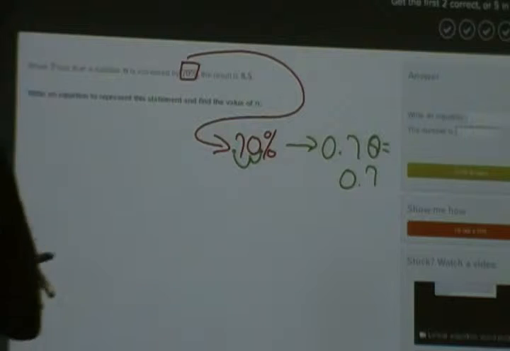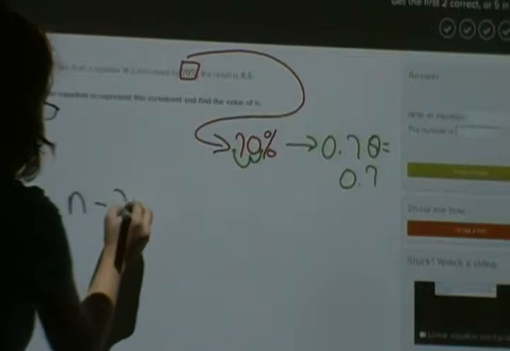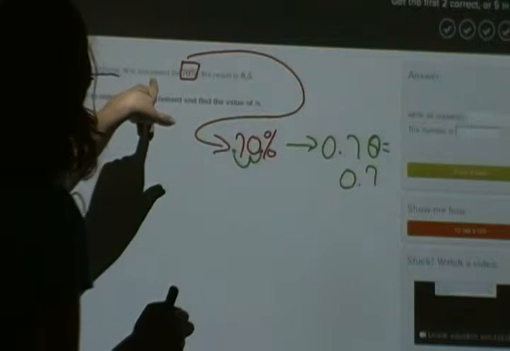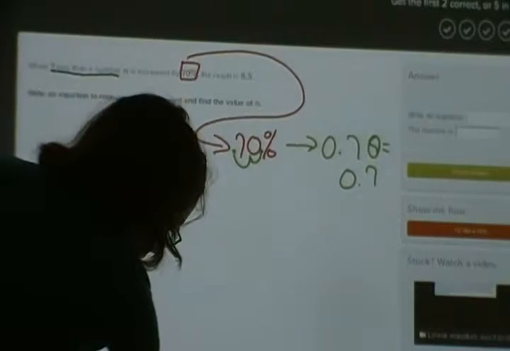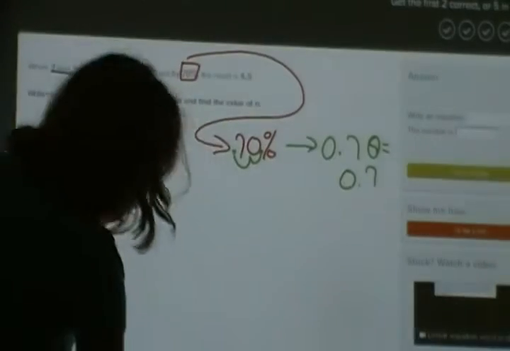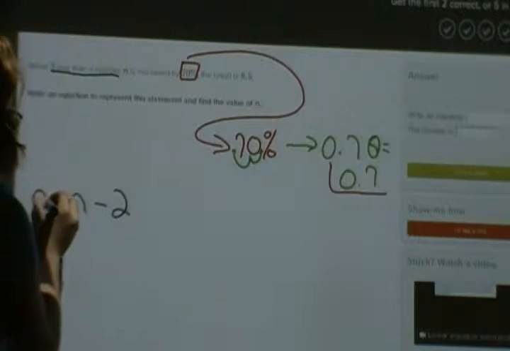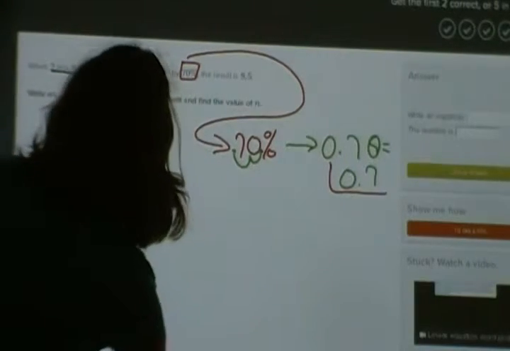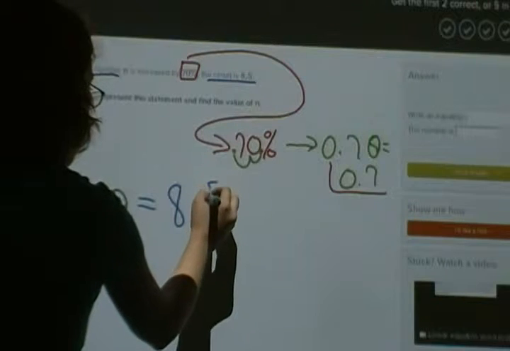Okay. So we have 2 less than n. So we know n minus 2, because 2 less than n, is being increased by 70%. So we're going to take our 70%, what we found out to be that, and we're going to bring it over here. And with this, we know the result is 85, 8.5, so it's going to equal 8.5.